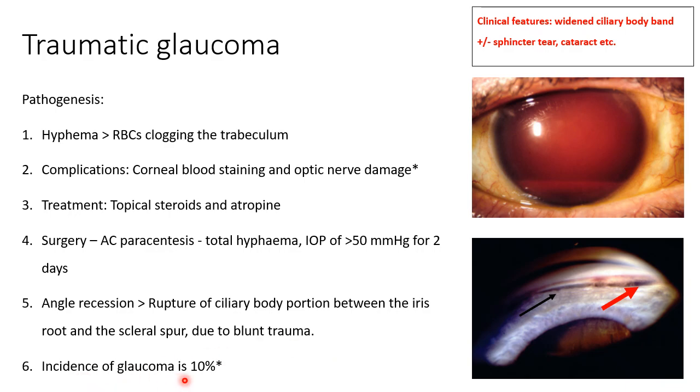This is relatively rare. Incidence of glaucoma is 10%, and usually it is directly proportional to the amount of the angle recession. For example, if it is recessed in 3 or more quadrants, it is more likely to cause glaucoma. And the clinical features include, of course, widened ciliary body band. You might also find other signs of trauma such as an iris sphincter tear or cataract. So that's traumatic glaucoma.